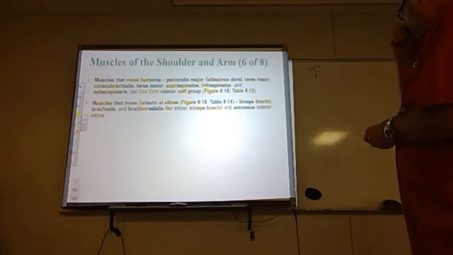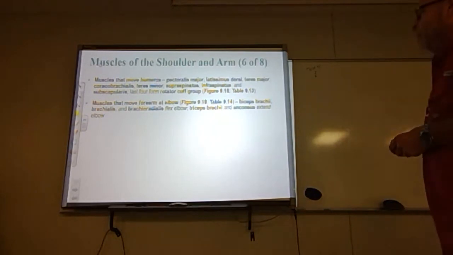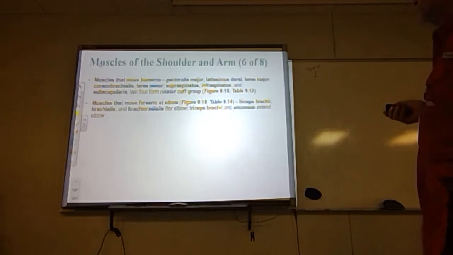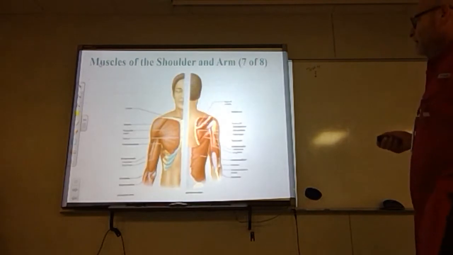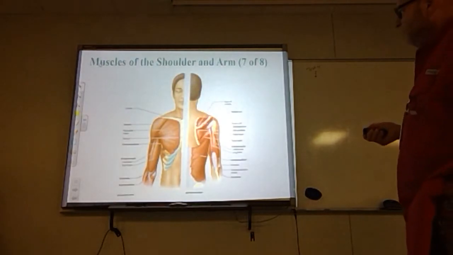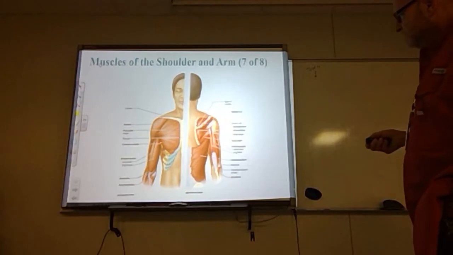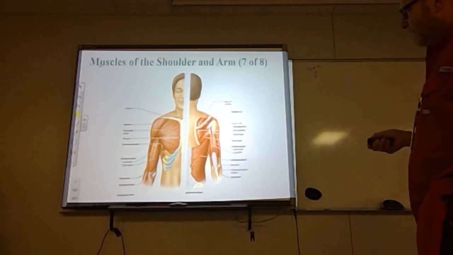Muscles that move the forearm at the elbow: the biceps brachii, the brachialis, and the brachioradialis. The muscles that flex the elbow, and the triceps brachii and the anconeus, which extend the elbow. Again, there's the shoulder, the collarbone, showing the deltoid muscle, pectoralis major muscle. There's the coracobrachialis muscle, it's the small one underneath there. There's the biceps brachii. Biceps literally means two heads.